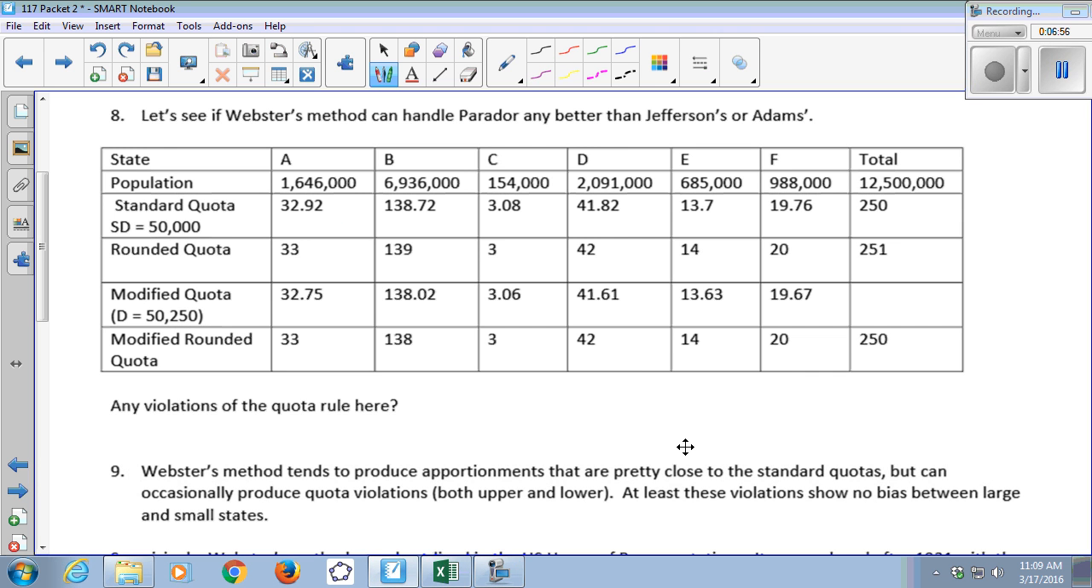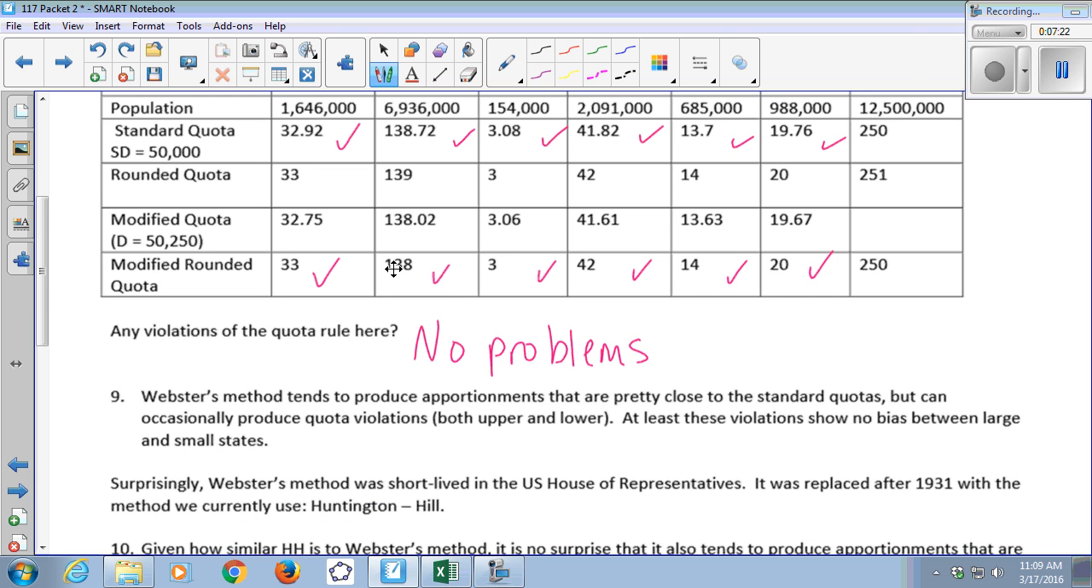Looking at comparing standard quotas to the actual number of seats a state got, do we have any quota violations? Any states that got too few or too many seats? No. So we've got no problems here. Every state got either their lower quota or their upper quota. That doesn't make Webster's method perfect. It just happened in this case to not have any violations.